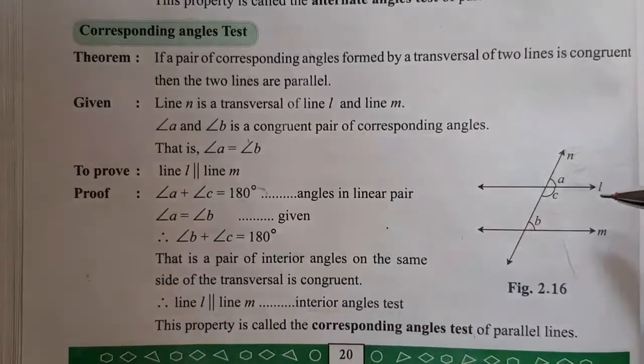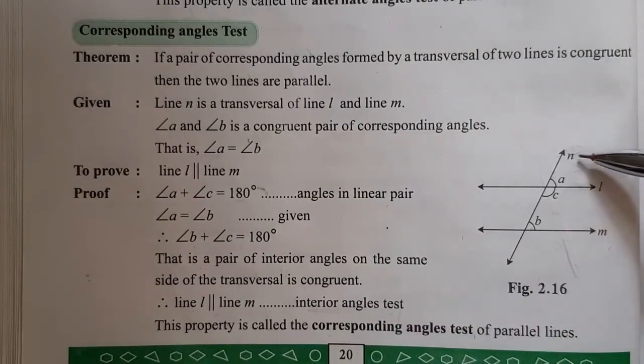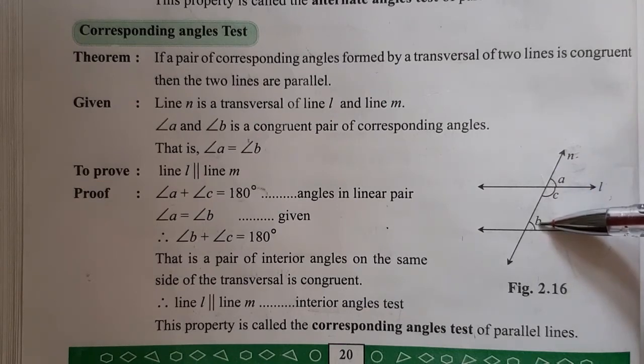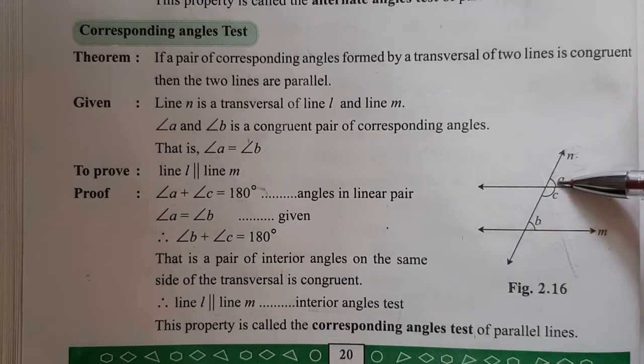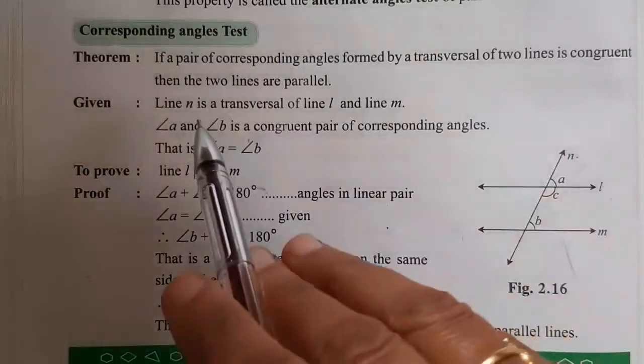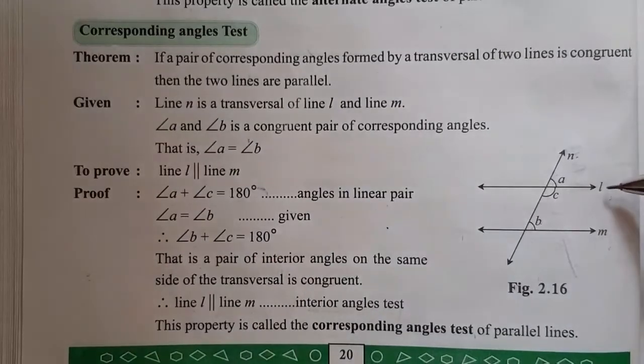Now look at the diagram here. Here we can say that line N is a transversal of line L and M, and here the pair of corresponding angles. Which corresponding angles are here? Angle A and angle B. These are the corresponding angles. And so these corresponding angles are congruent. So angle A is congruent to angle B. This all is given. What we have to prove? That two lines are parallel. Which two lines? Line L parallel to line M.